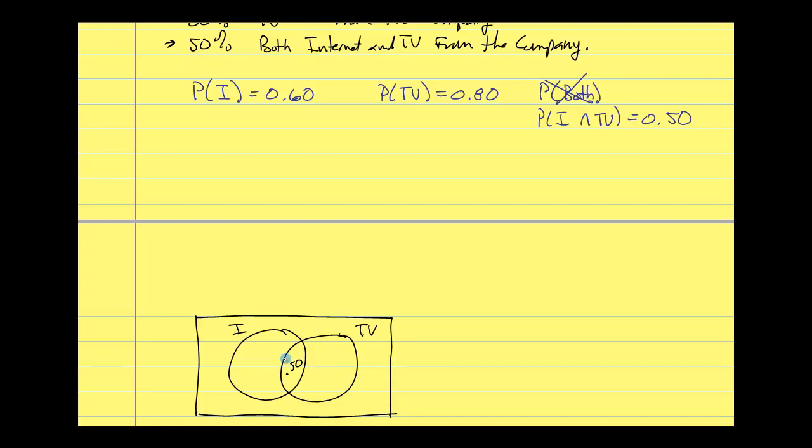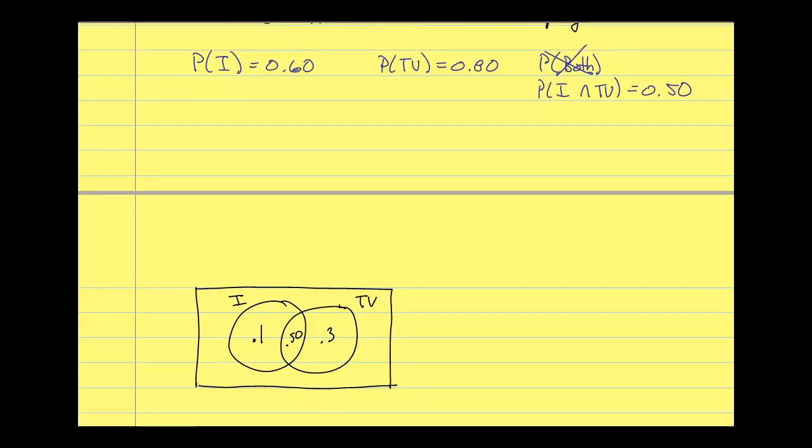Well, if this intersection makes up 0.50 and internet has to make up a total of 0.6, this region on the left must be 0.1, and using the same argument, the region on the right must make up 0.3. So we can logic our way through that without even really using any formulas, but the way that the formulas would use this is the probability of internet or TV would be the probability of internet plus the probability of TV minus the probability of internet and TV.